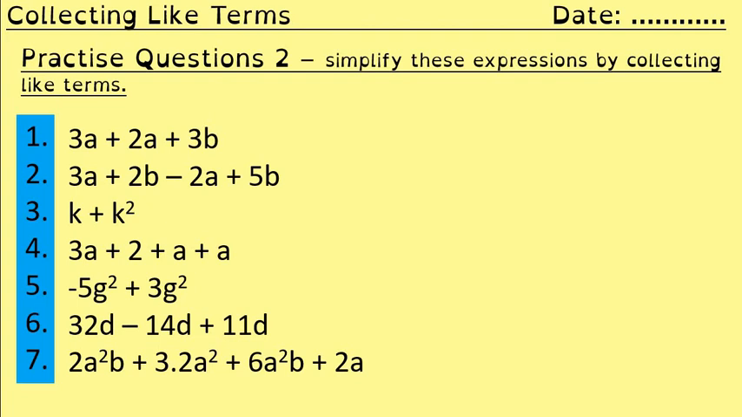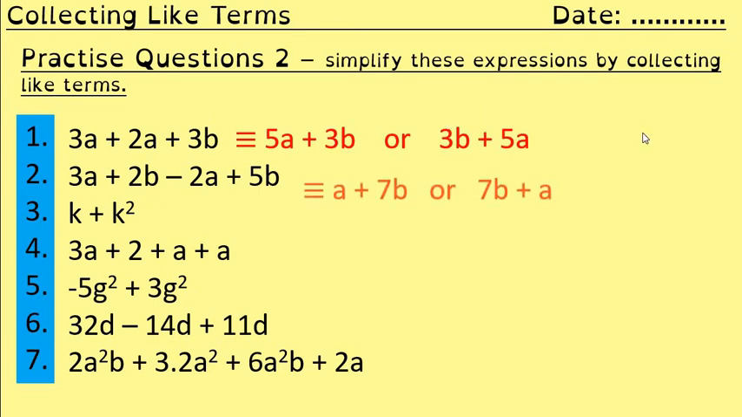Okay, we'll go through the answers to these now. So this first one here, our like terms are the positive 3a and the positive 2a, which collect together to 5a plus 3b. And you could have written 3b plus 5a. Both of these are acceptable answers. In the next one, we can have a plus 7b or 7b plus a. Doesn't matter which way, they're both correct.